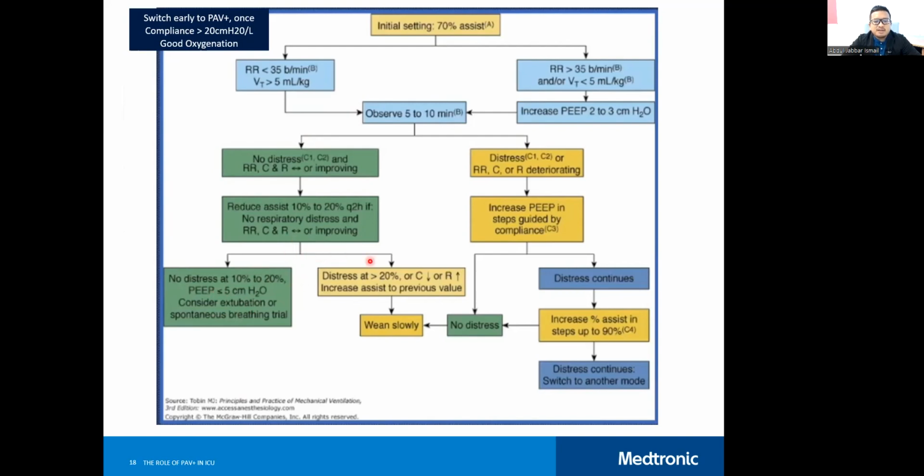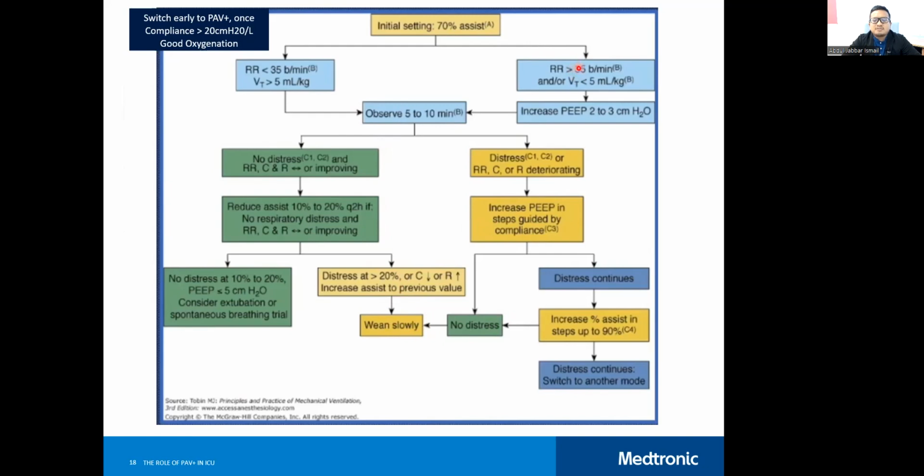Okay, so if the patient has distress at more than 20%, and you cut down from 70 to 60, 50, 40, 30, if the patient has distress at any point of time, or the compliance is reducing or resistance is increasing, you can increase the assist back from 40 to 50 again, or 50 to 60 again, increase back to the previous value, and you can wean further slowly for the patient. You don't need to wean very fast. Okay. And also, if there is a distress issue, you can go to this increased PEEP in steps guided by compliance. Okay. So we go back to the top.